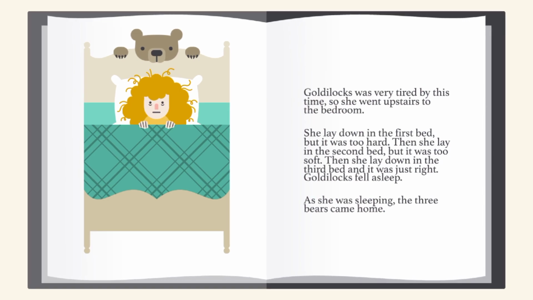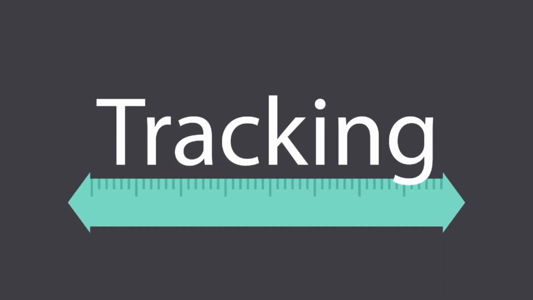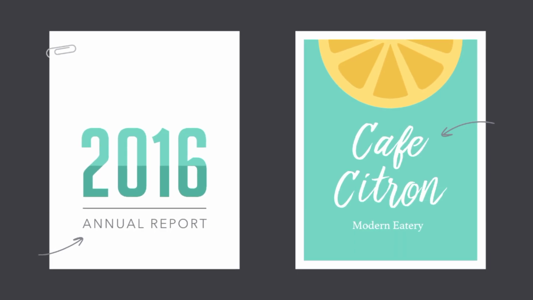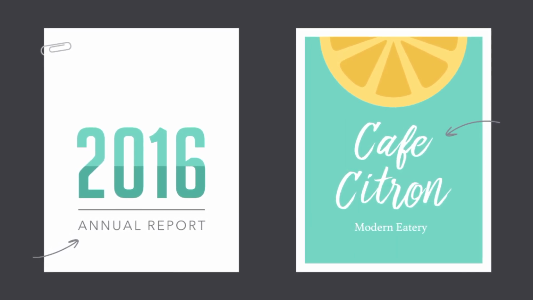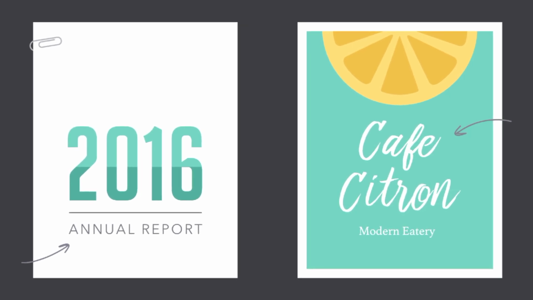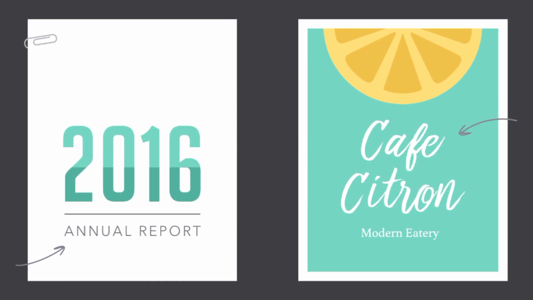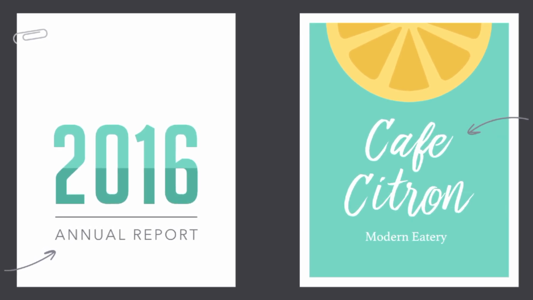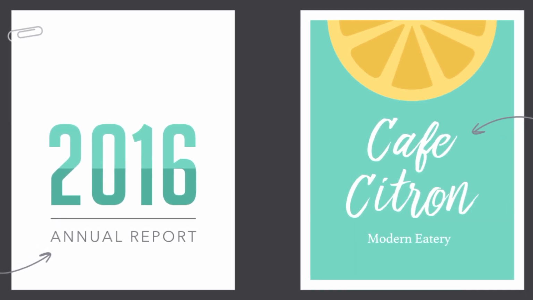Now the third term is tracking. Tracking is the overall space between characters, sometimes called character spacing. Most programs let you condense or expand this depending on your needs. In some designs, you might adjust your tracking to create a certain artistic effect. It can also help you fix fonts that are poorly spaced to begin with.